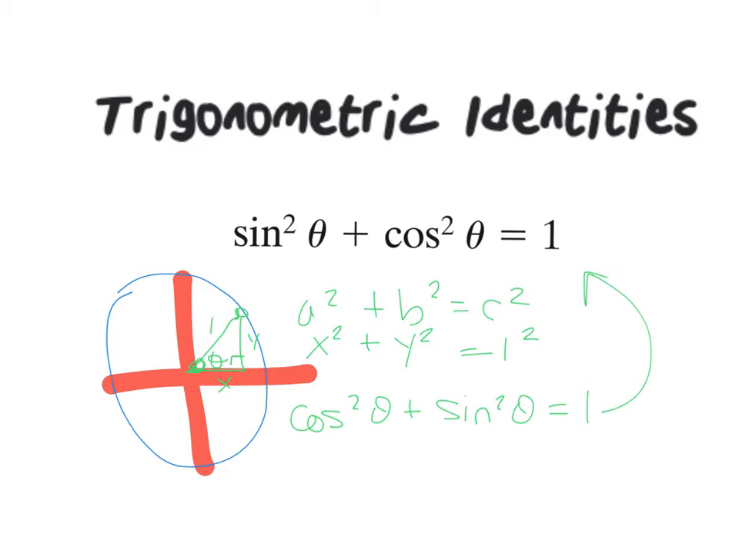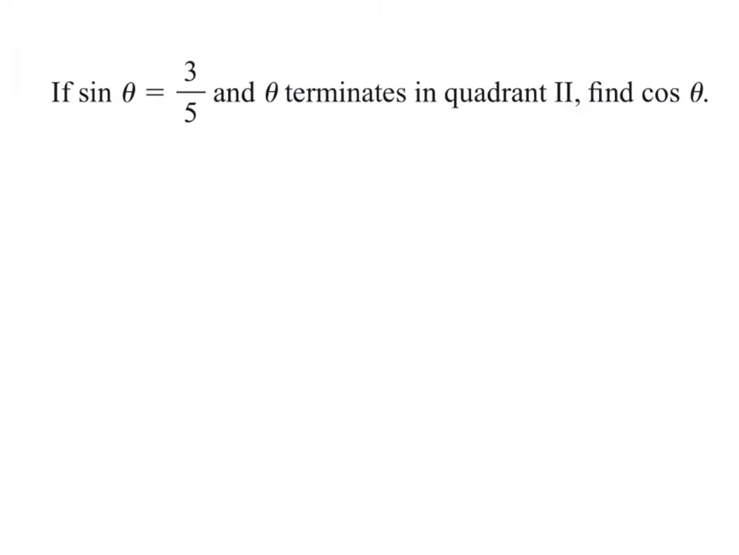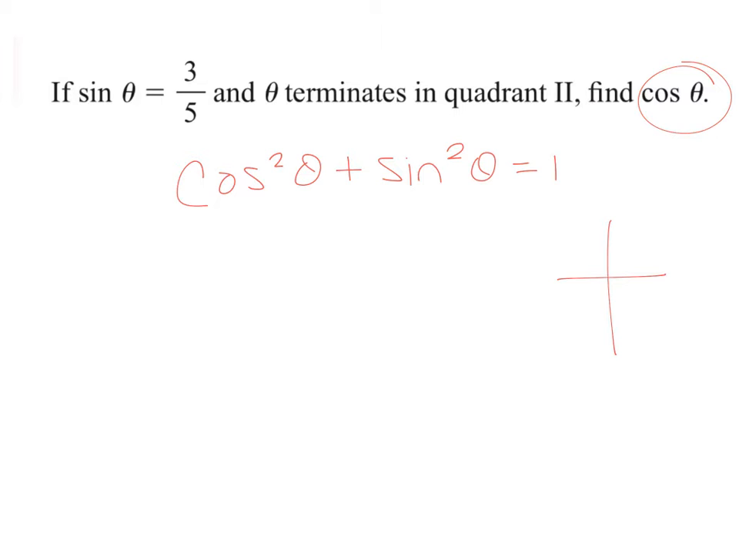Now this formula helps us out finding a variety of trig values, including sine, cosine, and tangent. In this first example, I'm going to use my trig identity, cosine squared theta plus sine squared theta equals 1, to find cosine. They're telling me that it's in quadrant 2. This is where theta is, and I know that this is sine's quadrant. So when I find cosine, it's going to be a negative answer.